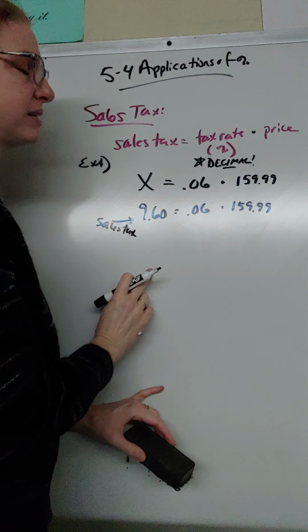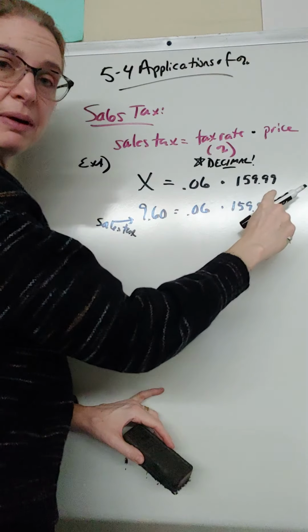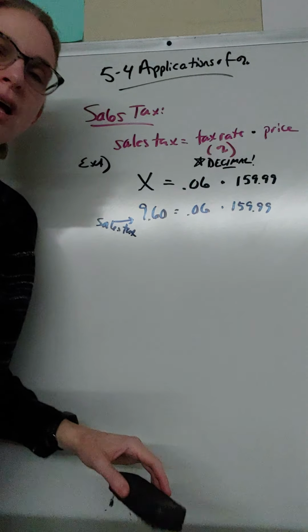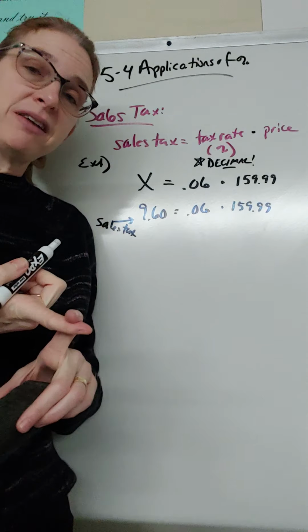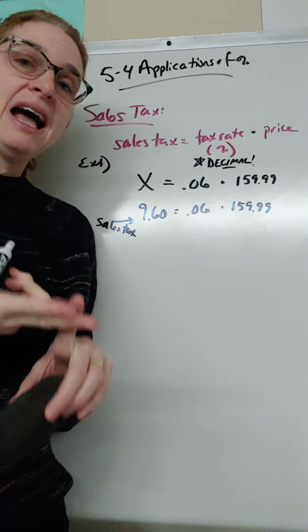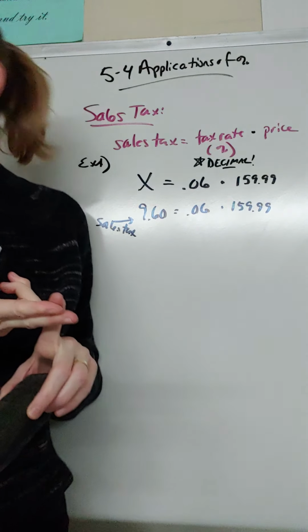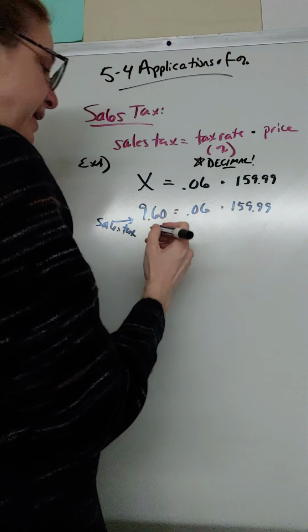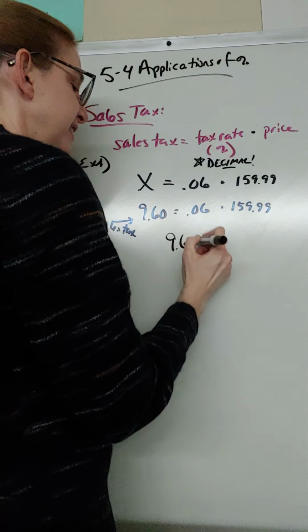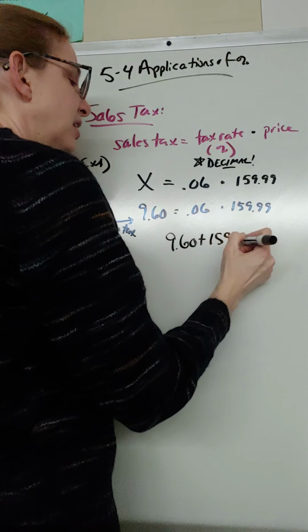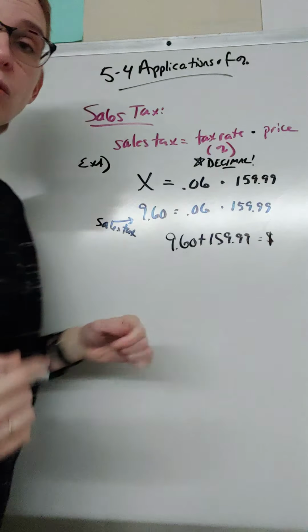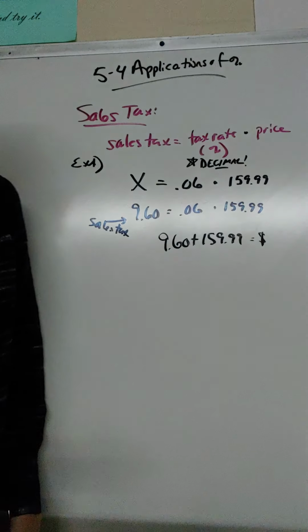So when I buy this bicycle, I have to pay for the bicycle and this for the sales tax. Let's look back at the question. Is the question saying how much do I pay for sales tax, or how much do I pay in total? The question is saying how much will you pay for the bicycle? So what I'm going to pay is $9.60 plus $159.99. That's what I'm going to pay in total. When I get up to the cash register, that's the money they're going to ask for.